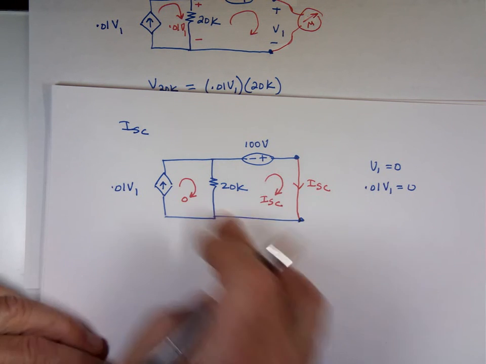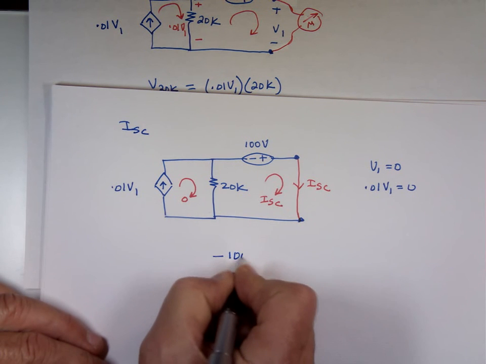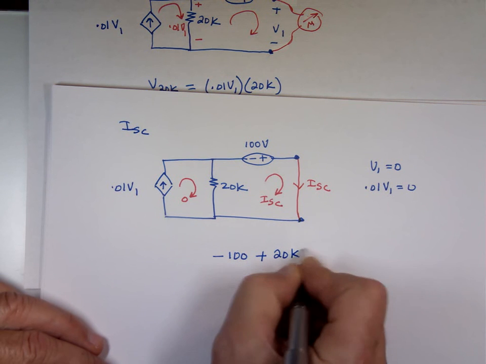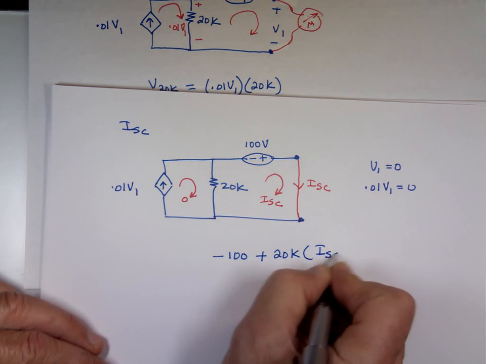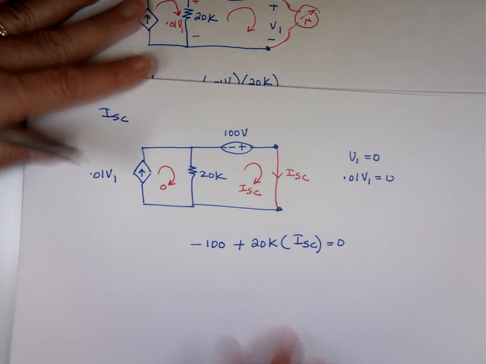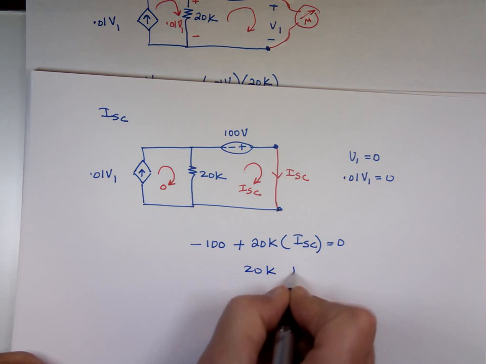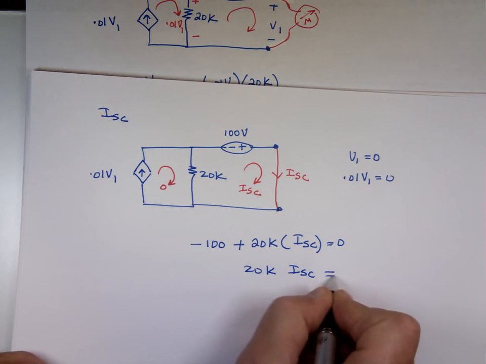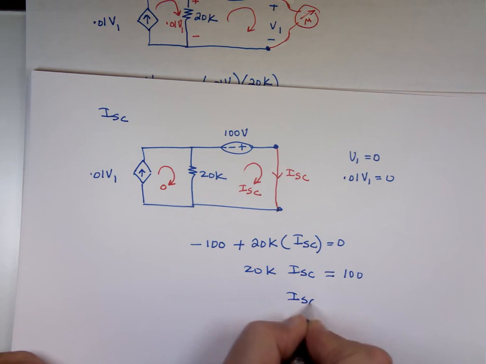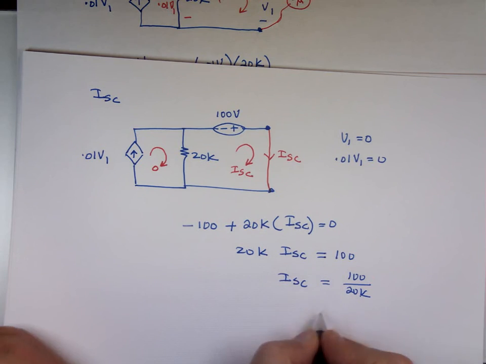So if I do a KVL right here on the right side, I go negative 100 plus 20K times the current through it. The only current going through it is I short circuit. So 20K I short circuit equals what? 100. I short circuit equals 100 divided by 20K. Is that 5 milliamp?